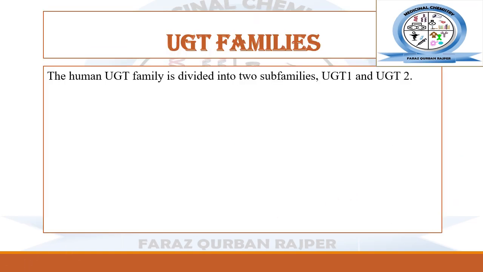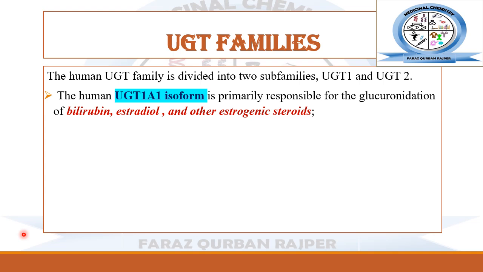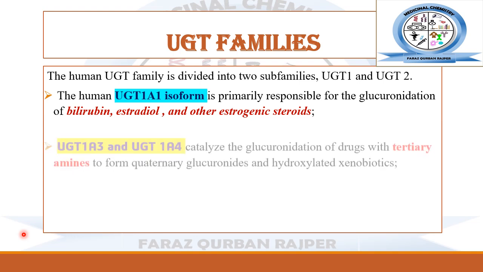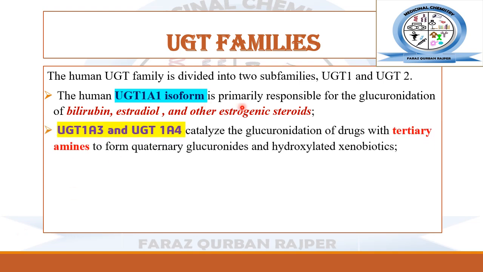The UGT family is the human uridine diphosphate glucuronosyltransferase family, divided mainly into two groups, UGT1 and UGT2. Depending on the location, UGT1 enzymes are primarily responsible for the glucuronic acid conjugation of bilirubin, estradiol, which is an estrogen steroidal drug, and other estrogenic steroids.